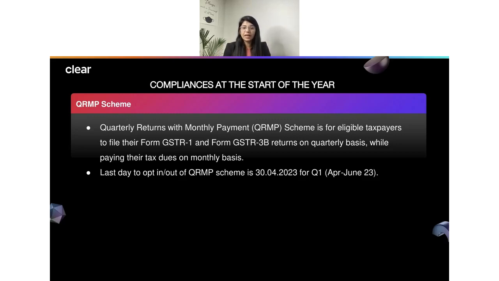So for the April, May, June quarter, you have to opt for this scheme or opt out of this scheme by 30th of April 2023. So this is something we always have to make sure. So I think Dinesh is asking what the eligibility criteria is.